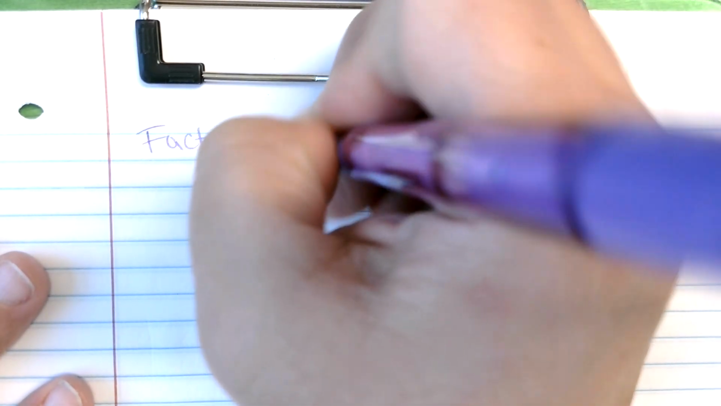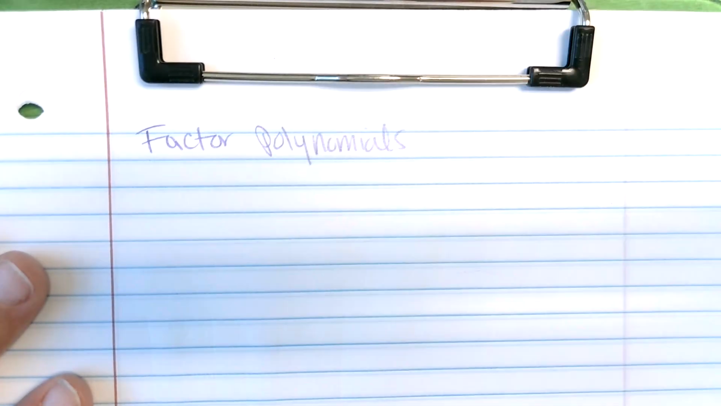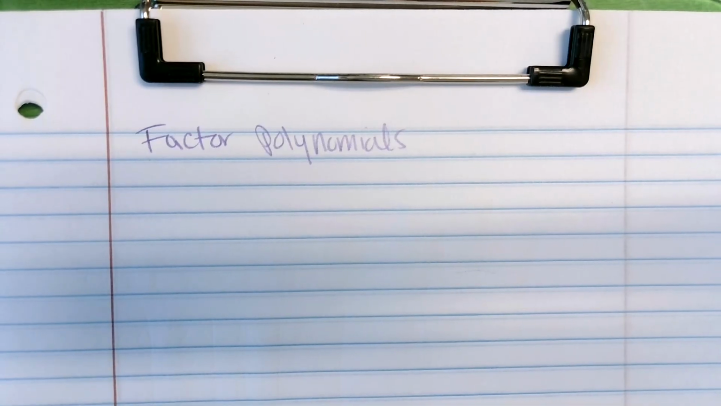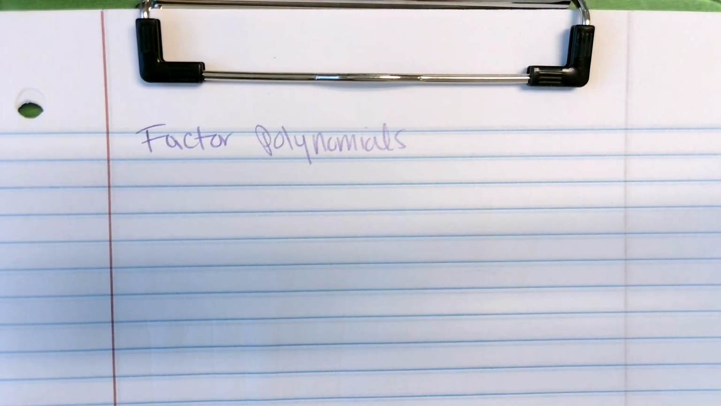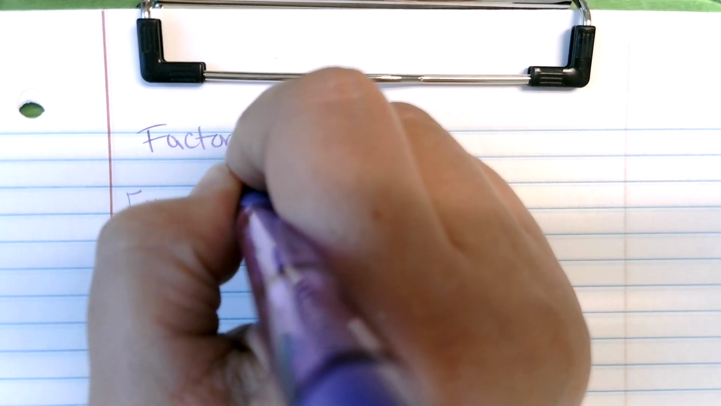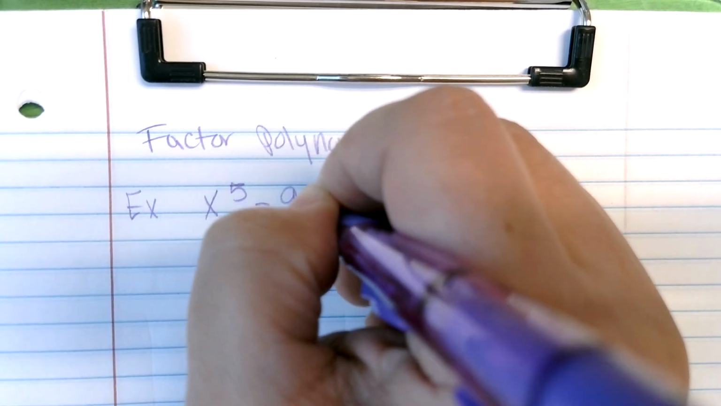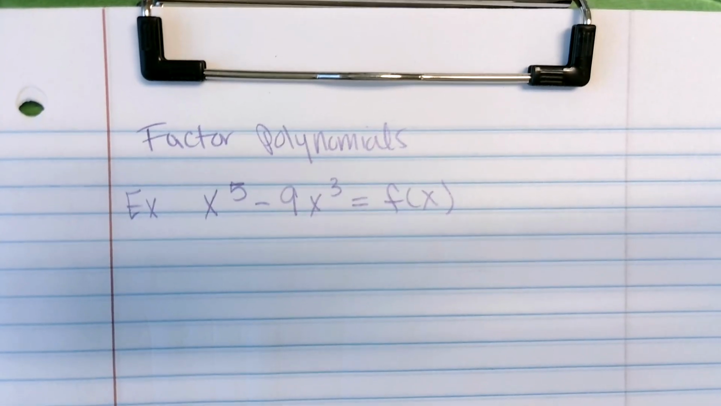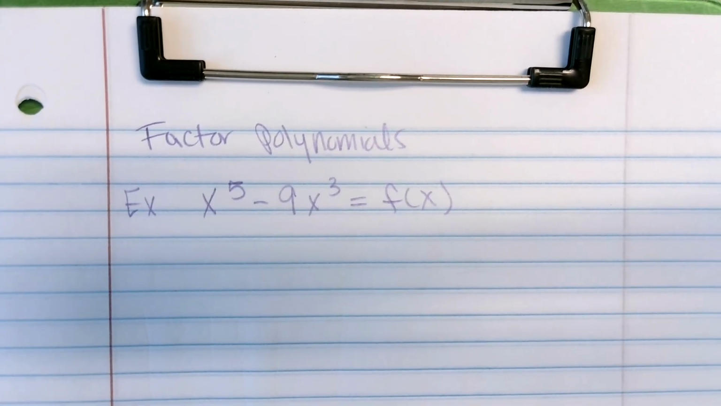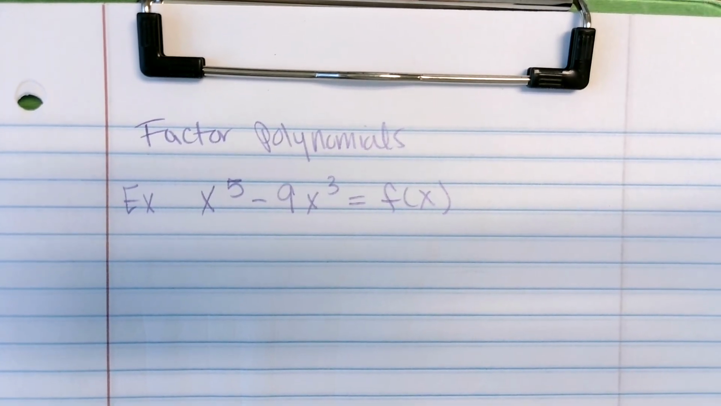So we're going to factor polynomials. Now there are many ways you can factor a polynomial. We're just going to show you a couple of them. Okay, so let's start off with what happens if I have 2 terms. Man, I keep forgetting my f of x. Okay, so we have f of x equals x to the 5th minus 9x cubed.